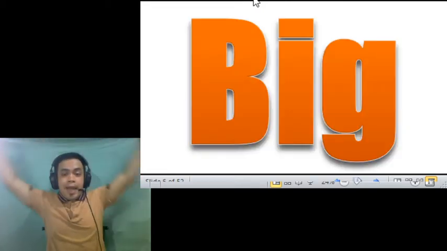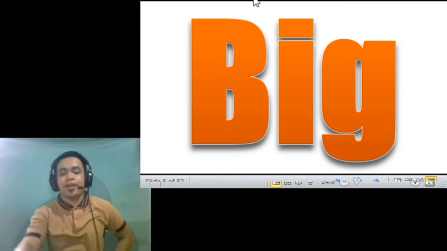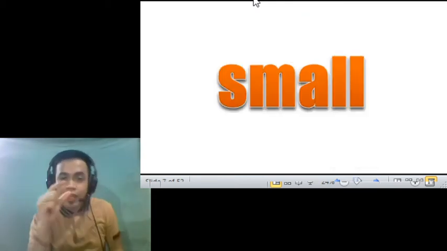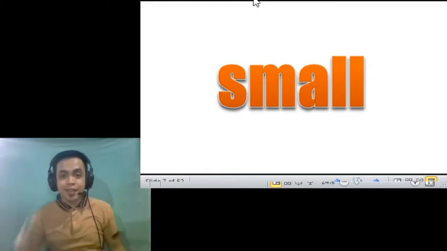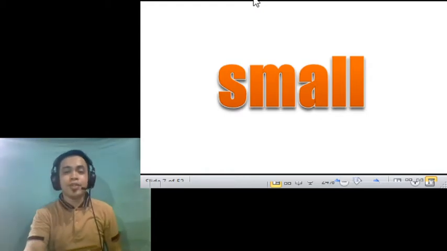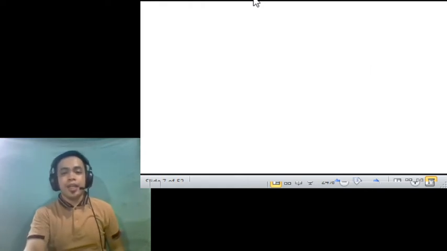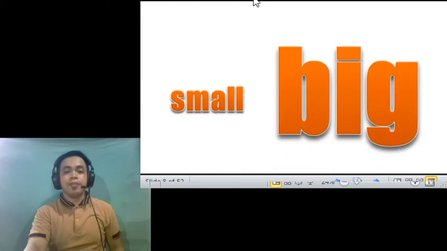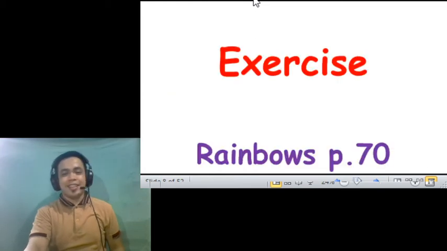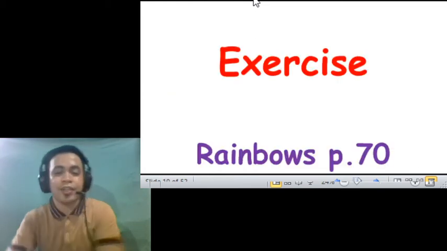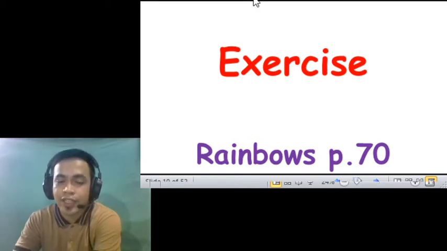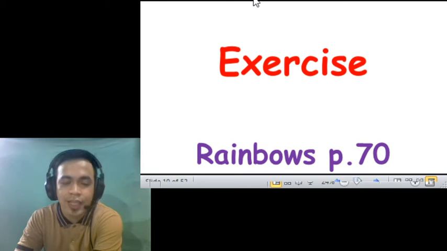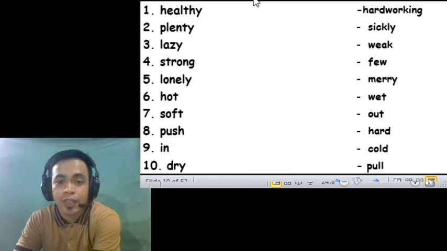Big, malaki. Okay? As you know. And small, maliit. Okay? So, magkaiba yun. Magkabaliktad yun. Big and small. Okay? So, those are opposite words. An example of opposite words. Now, so again, small and big. For your exercise, get your Rainbows in English, open it on page 70. So here's a short exercise, okay, for us to practice identifying words with opposite meaning.